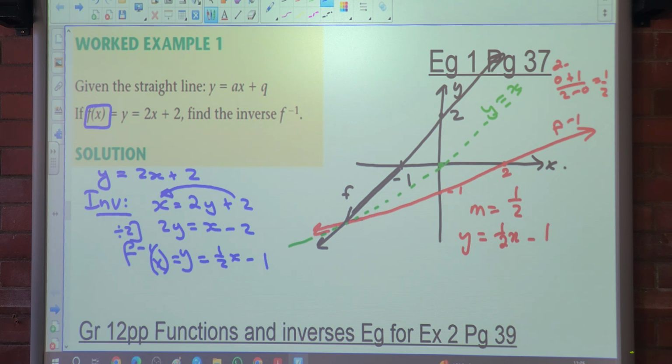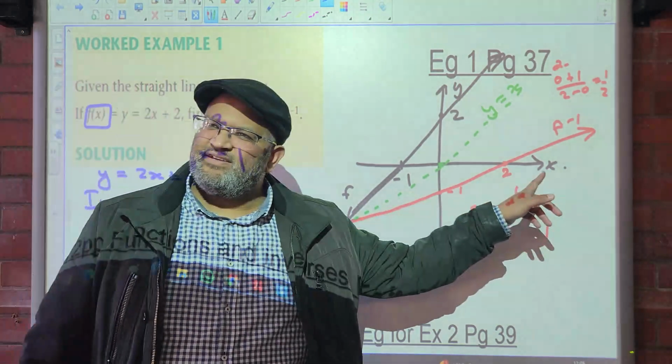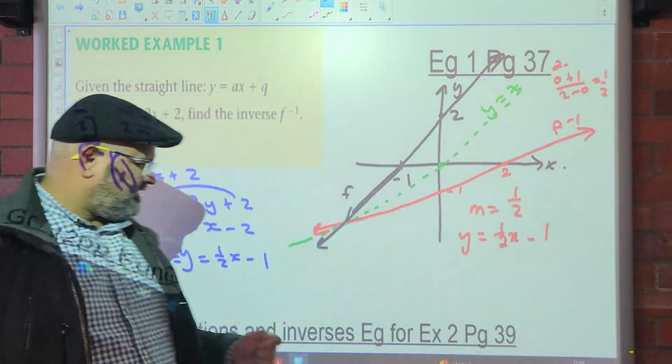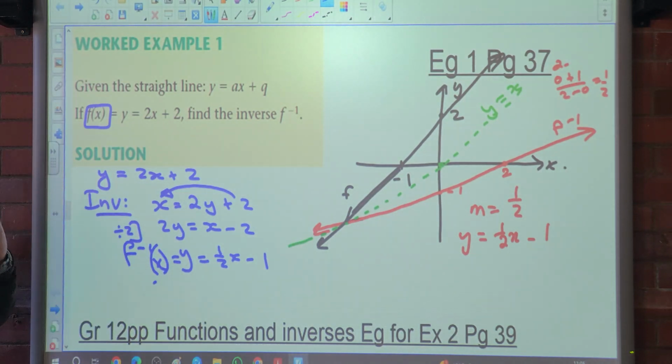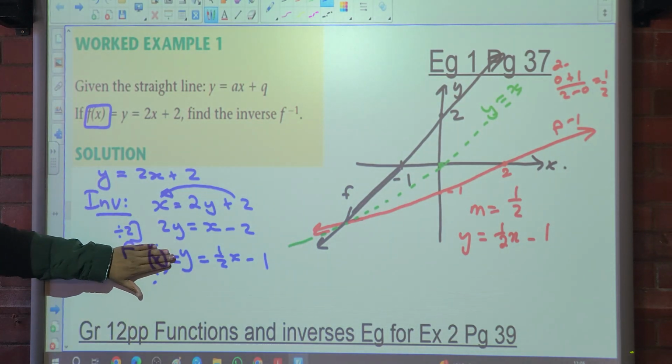You guys understand? Is the inverse a function? Yes. So I must say f to the minus 1 of x. If it was not a function, if it was a relation, then I would have just written y is equal to half x minus 1. Okay?